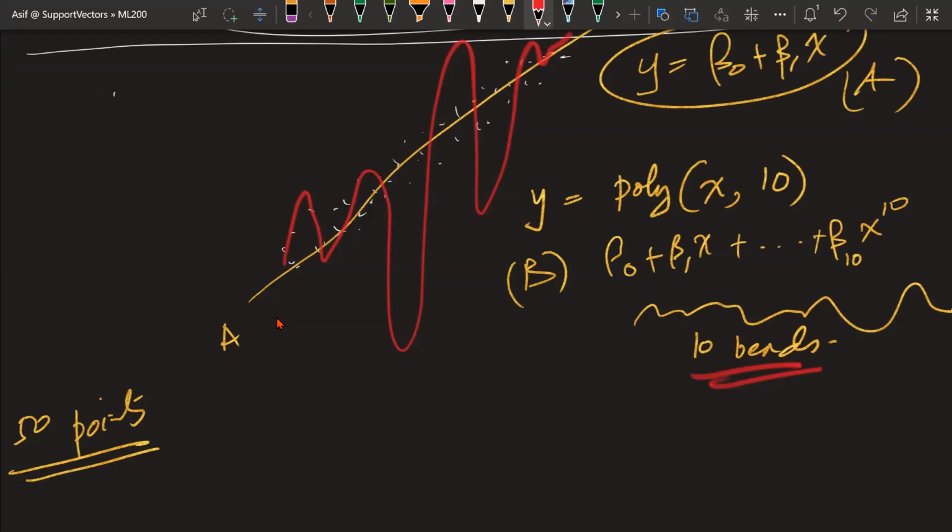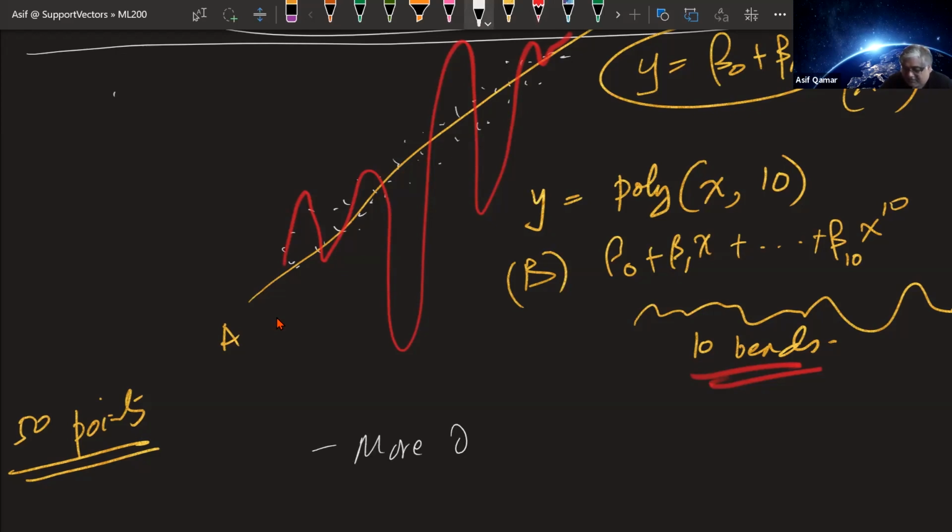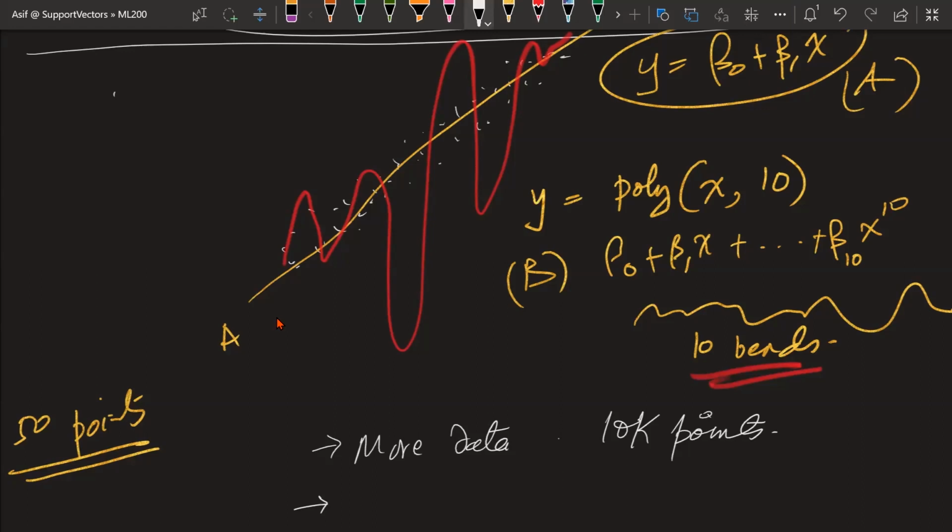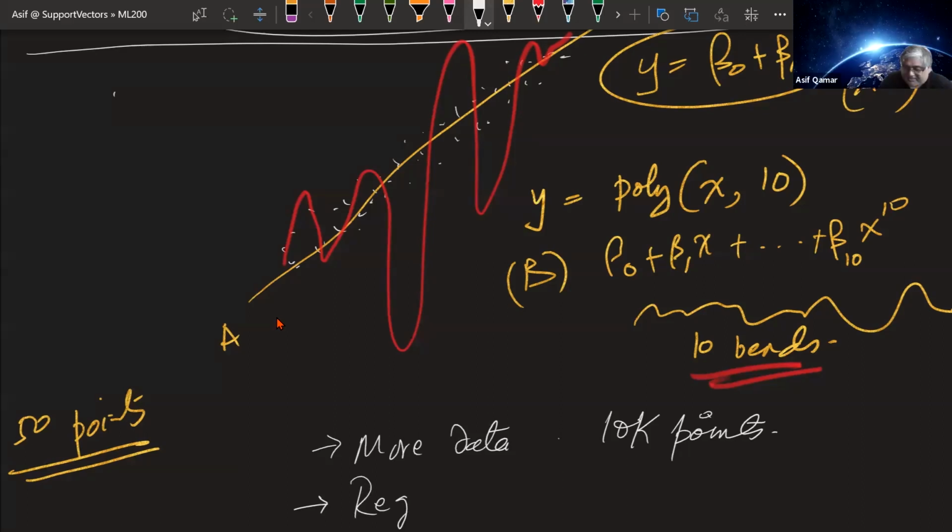Or more data. One answer is you could get more data. That's good. Suppose that instead of 50 points, I get 10K points. Then I could use this model and perhaps get away with it. What else can I do? You could regularize, excellent. Regularization is something people will obviously cover in this course. If you don't know it, that's okay. It's a way to tame the model. If you can't go with more data, you can get away with regularization.